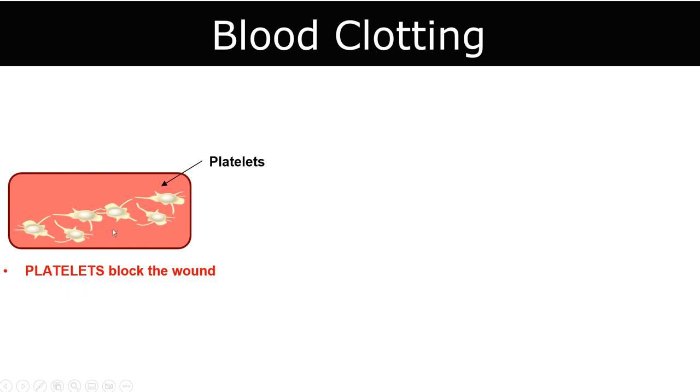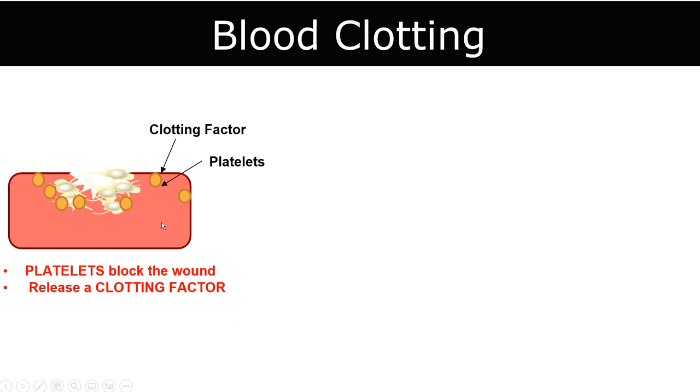And the second thing that a platelet will do, again, this is not red blood cells, this is the platelet that is going to rush to the area to block that wound, and it is the platelets that release the first of many signals in a cascade that's going to result in the formation of a clot. So once the platelets rush to the area and they block the wound, they're going to release a clotting factor.